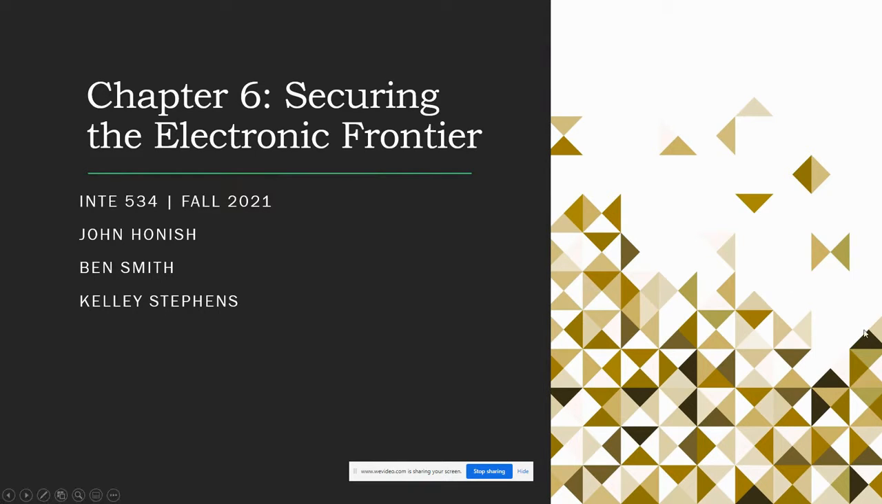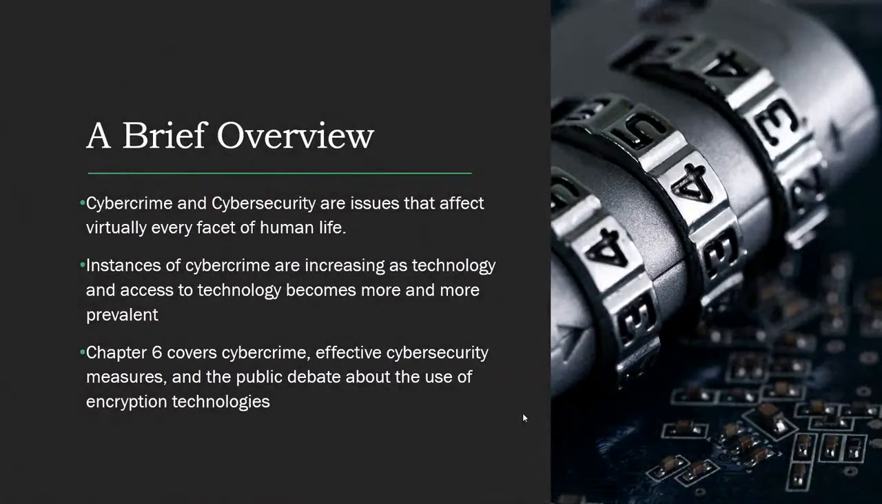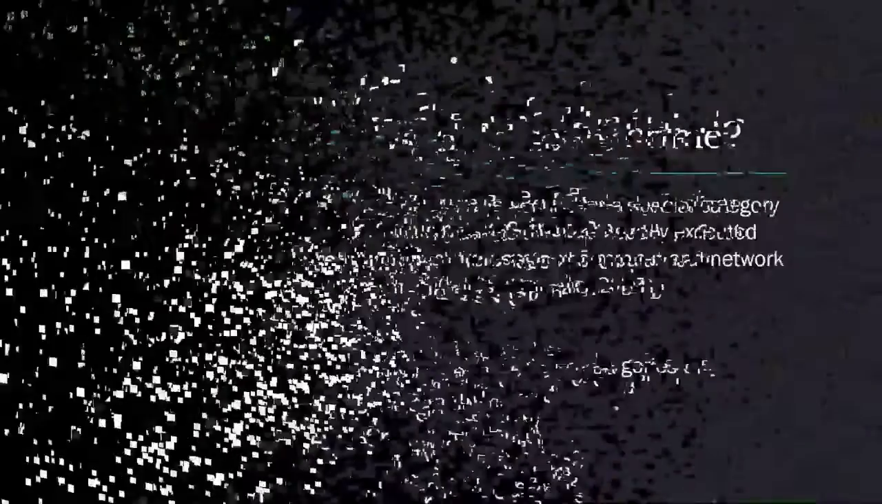We're here talking about securing the electronic frontier, which is chapter 6 in the text. Brief overview to start. Two main topics here: cybercrime and cybersecurity, which are issues that affect virtually every facet of human life. Instances of cybercrime are increasing as technology and access to technology become more and more prevalent. And in this chapter, cybercrime, effective cybersecurity measures, and the public debate about the use of encryption technologies are covered in detail. So, what is cybercrime?